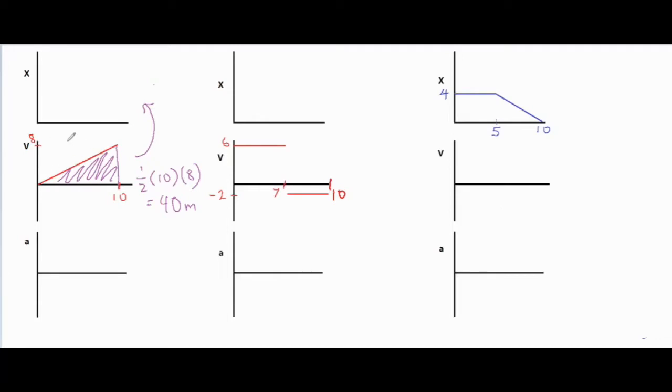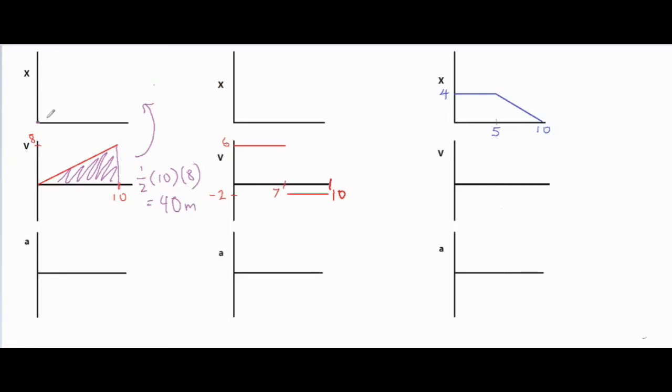So I know a couple things. I know that my object is going in the positive direction because all of my values are above the x-axis. I know that it's increasing in speed, so it is going in the positive direction and going progressively faster. And then it's going to be displaced 40 meters from its original position. Now my velocity versus time graph doesn't tell me the initial position of the object. So I'm just going to go ahead and assume that it's starting right at 0, but it could technically be starting at any spot. The velocity versus time graph just doesn't provide that information.